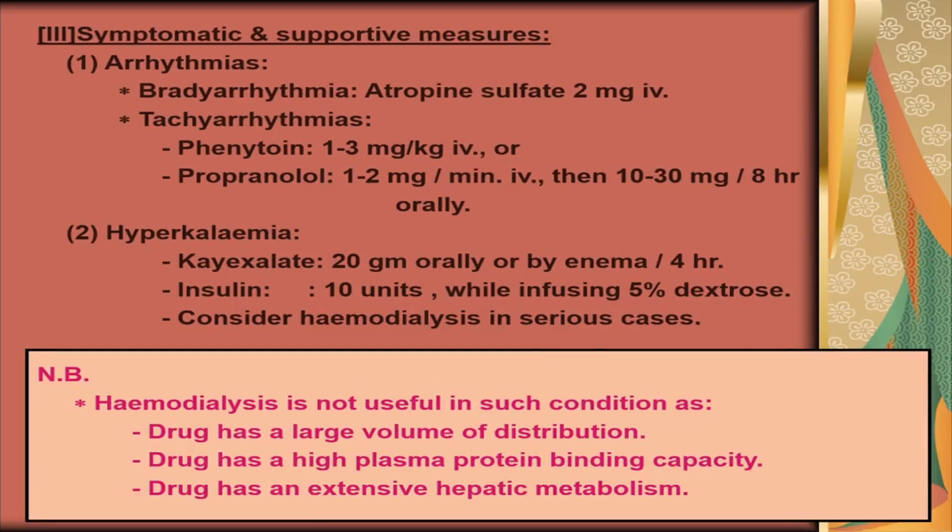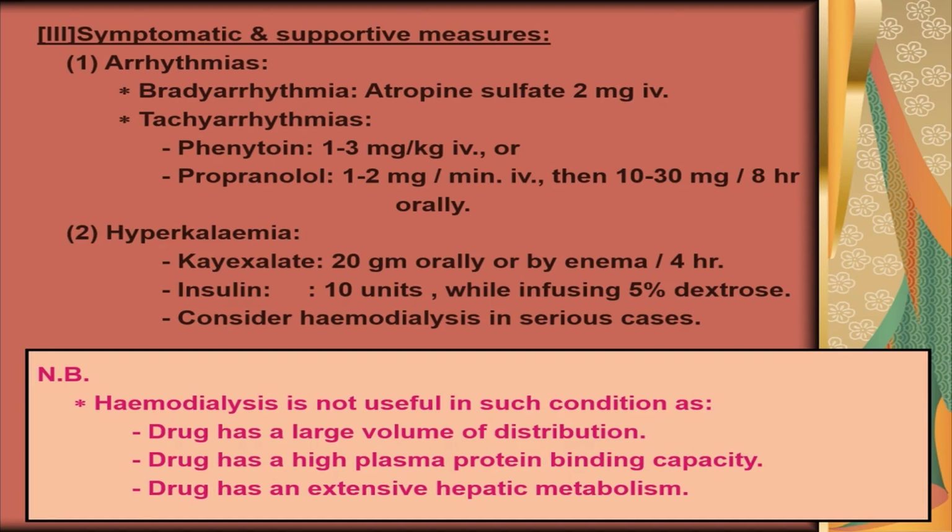The third line is symptomatic and supportive. The most important here are dysrhythmia and hyperkalemia. Dysrhythmia in the form of bradycardia. The only treatment for bradycardia in medicine is atropine. Atropine sulfate is given 2 mg intravenously. Tachyarrhythmia is treated by phenytoin 1 to 3 mg per kilogram intravenously, or propranolol 1 to 2 mg per minute intravenous infusion, then 10 to 30 mg every 8 hours orally.